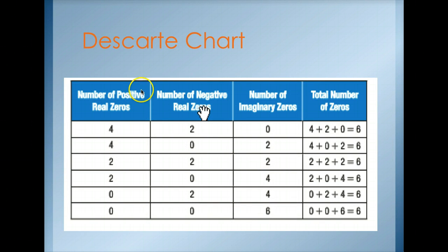Here's our Descartes chart showing that we've got apparently x to the sixth. Today we're just looking at the positive and negative real zeros. We can either have 4, 2, or none, or 4 or 0. Notice they're even.